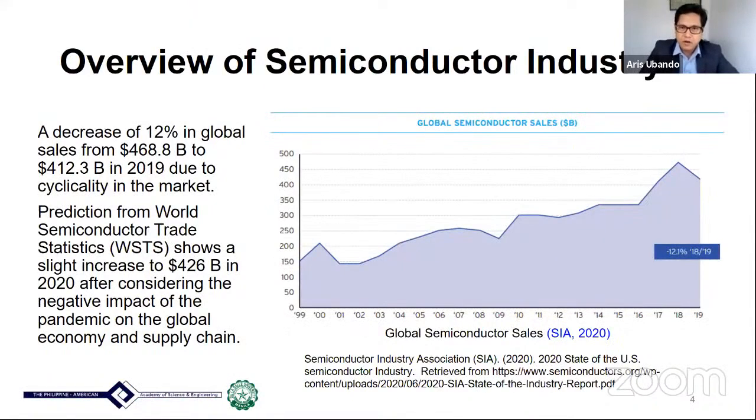Here we have a trend of the semiconductor industry, wherein we are seeing a decline of about 12% in the global sales compared to 2019. And prediction from the World Semiconductor Trade Statistics shows a slight increase to about 426 billion in 2020 after considering the negative impact of the pandemic on the global economy and supply chain.